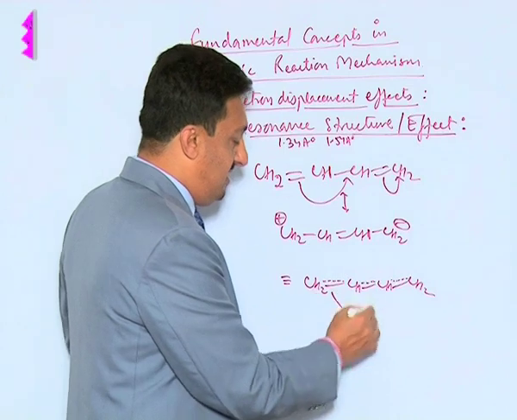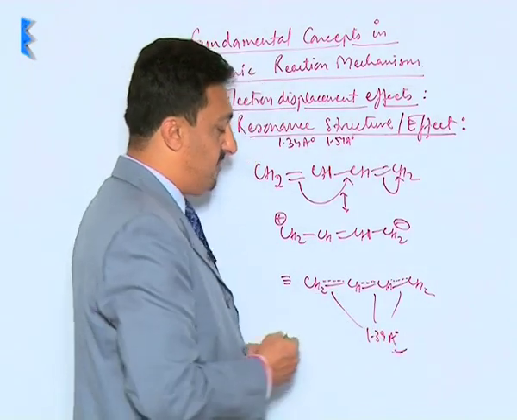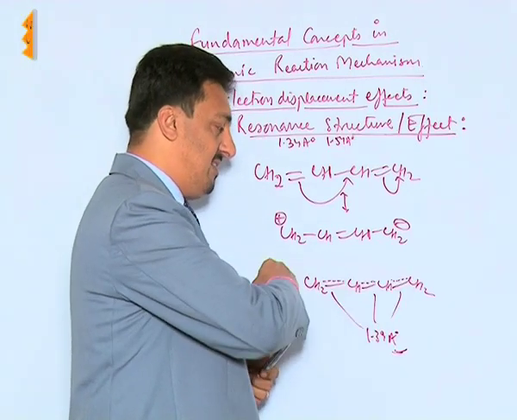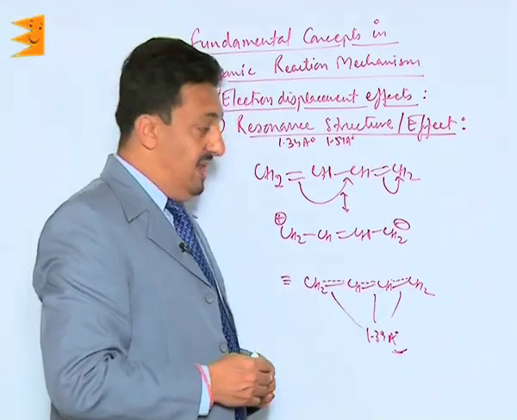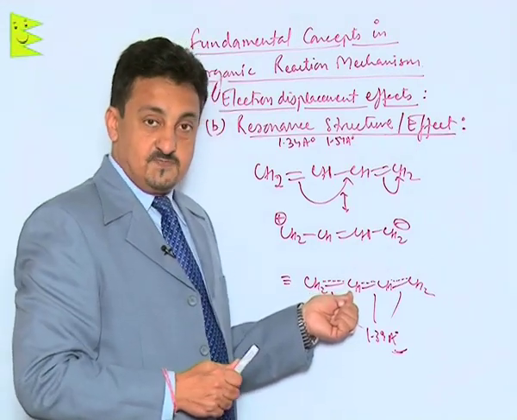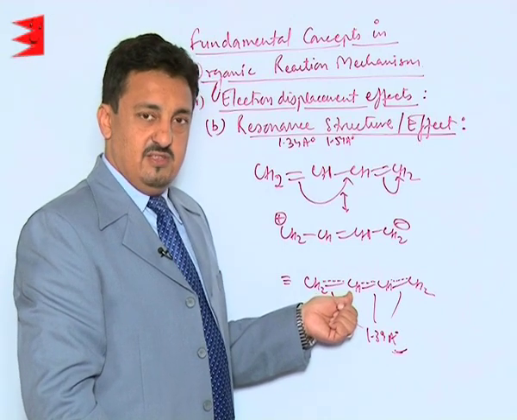And what we find is all these 3 bond lengths are equal, and they all are 1.39 angstroms, which shows that delocalization of the pi electrons is taking place all along the carbon chain, and as a result all CC bonds are converted into partial double bonds. Now this delocalization of pi electrons all along the carbon chain is called resonance.